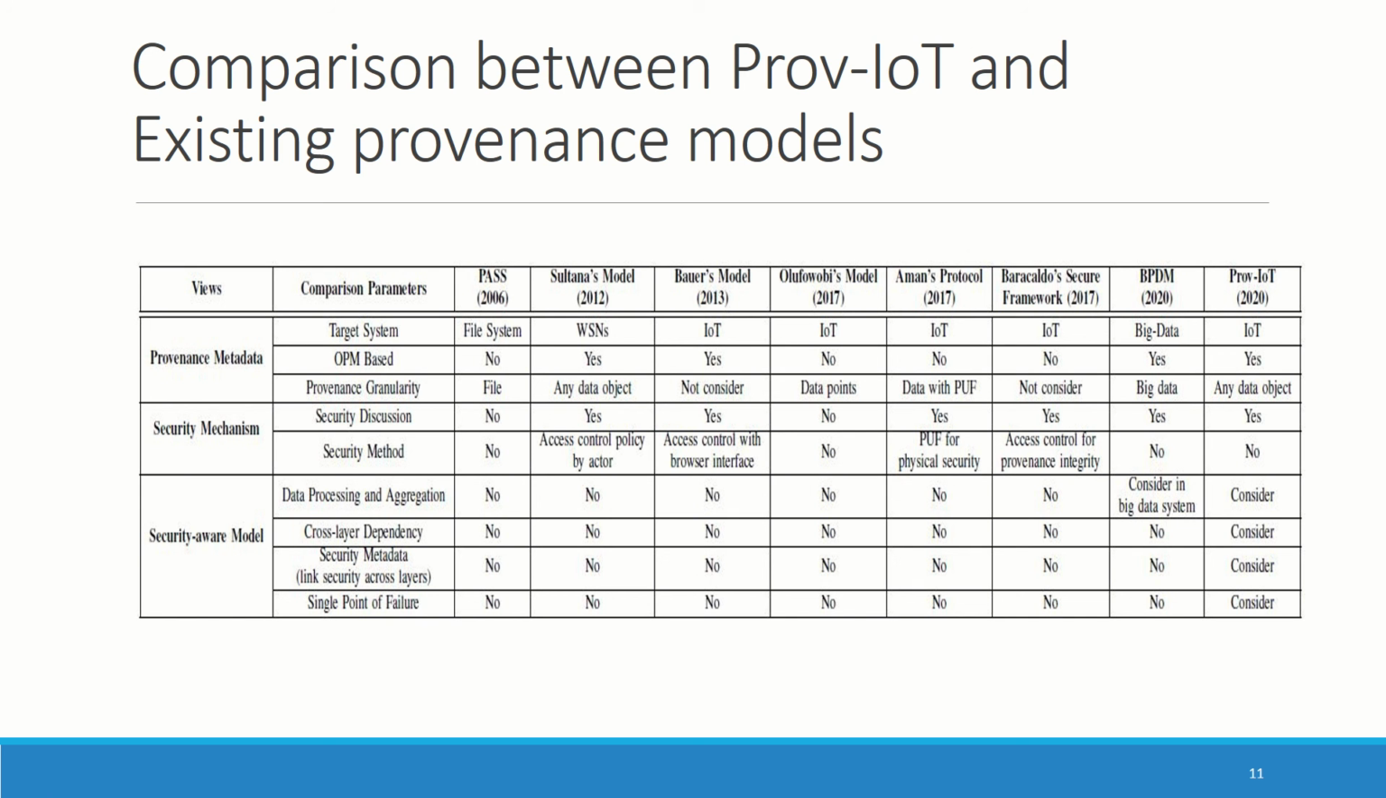So with this comparison, we are creating a security-aware provenance graph by adding security metadata, and it is the main contribution of the Prov-IoT model to the state of the art in data provenance.